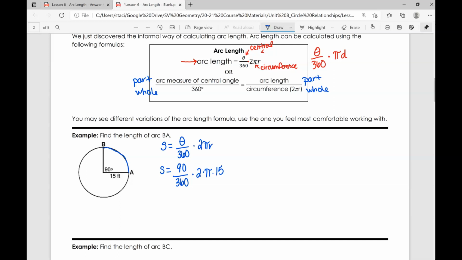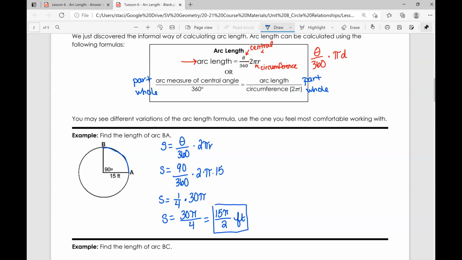And at this point, you have some options. Some people prefer to simplify what's going on. So some people may prefer to say, okay, well, 90 out of 360 is 1/4. 2 times 15 is 30. And then tack on the pi at the end. And so if I actually multiply these, I get 30 pi over 4, which if I simplify that, they're both divisible by 2. My arc length is 15 pi over 2 feet.